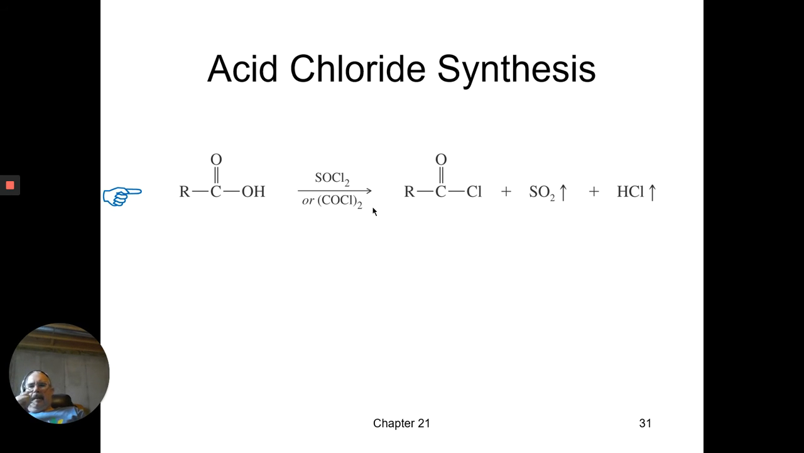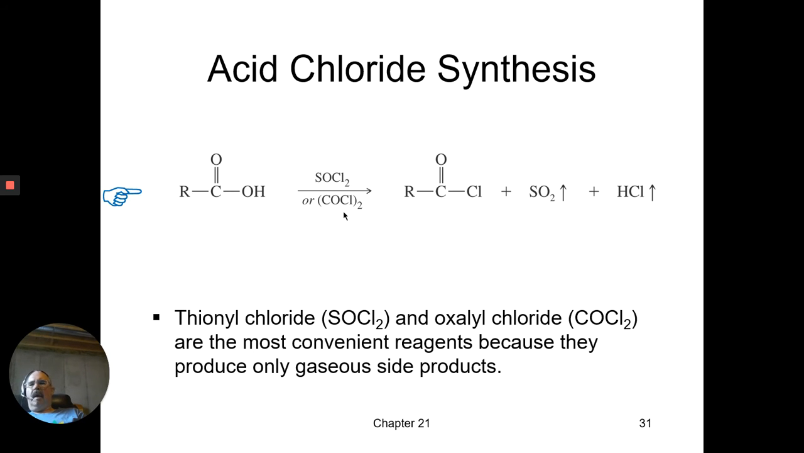Acid chlorides can be synthesized from carboxylic acids, most commonly using something like thionyl chloride or oxalyl chloride. Okay, this works very well. It's very convenient because the byproducts are all gaseous, so they can be easily removed. That prevents the reaction from going backwards.